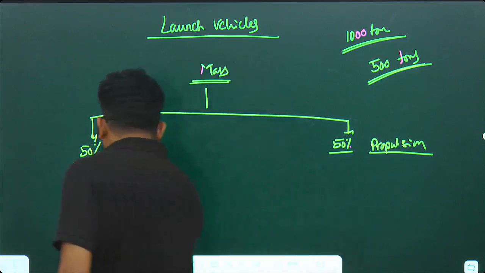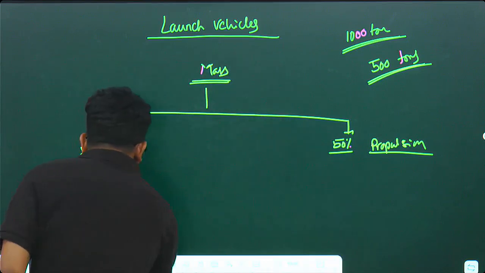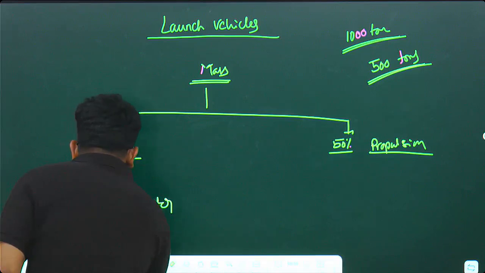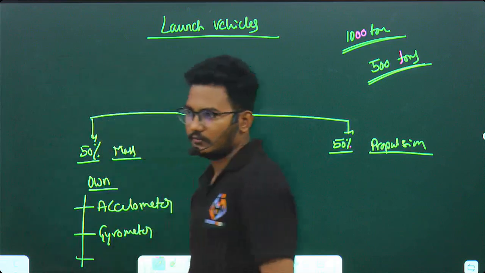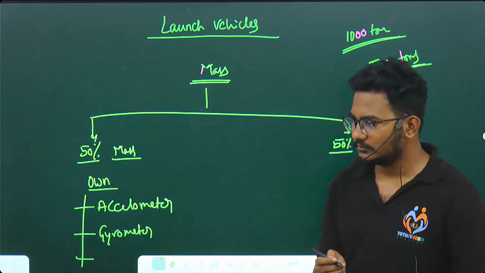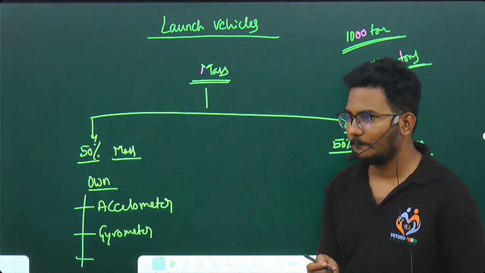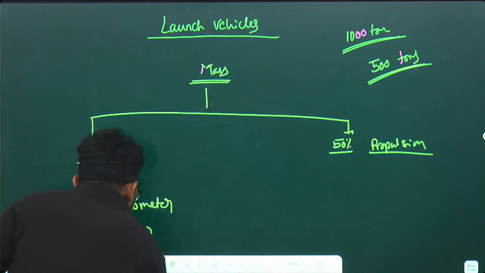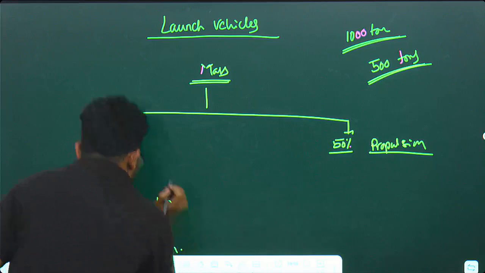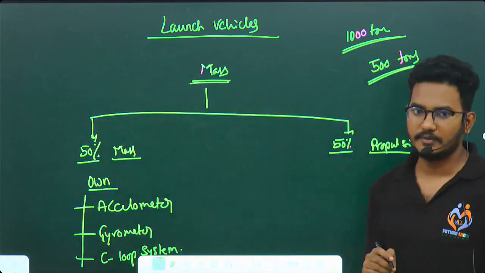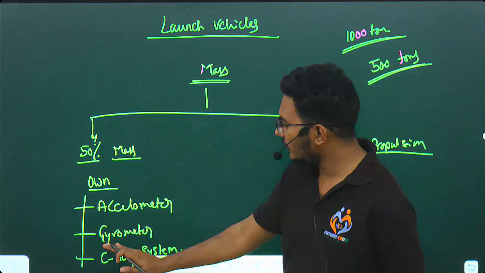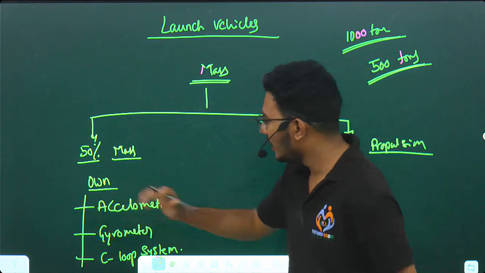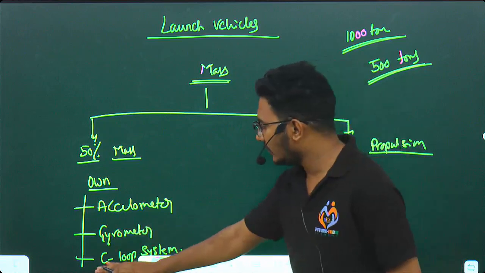In here we'll have, and I'll explain these terms later, accelerometer, and then gyrometer. What is the use of gyrometer? Direction. And the C loop system. So when I say own weight, these three things, I mean all the payloads will come. In the payloads we'll have accelerometer, gyrometer, and C loop.